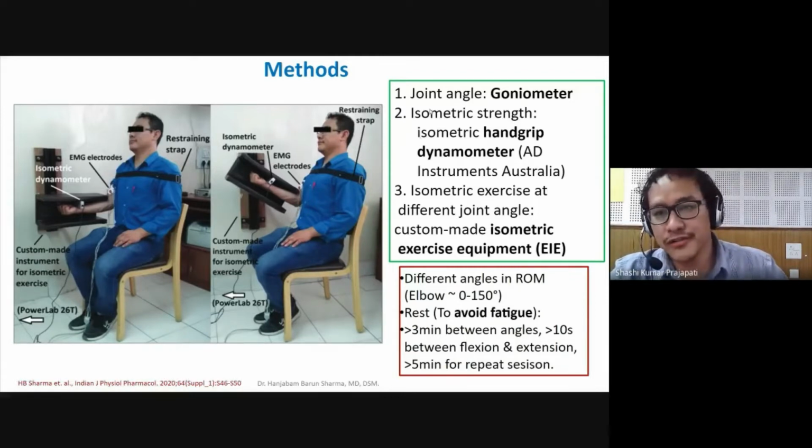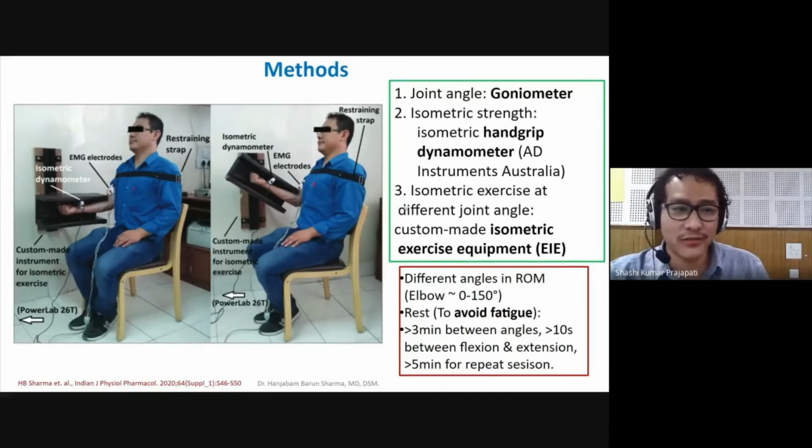So the most important three things are there. The first one is the measurement of the joint angle, which here in this case is the joint angle of the elbow. It is done by the goniometer. And isometric strength is recorded by a hand-grip dynamometer of ADInstruments. And the most important, which we custom made, is doing isometric exercise at different joint angles. So this is done by our custom-made isometric exercise equipment.